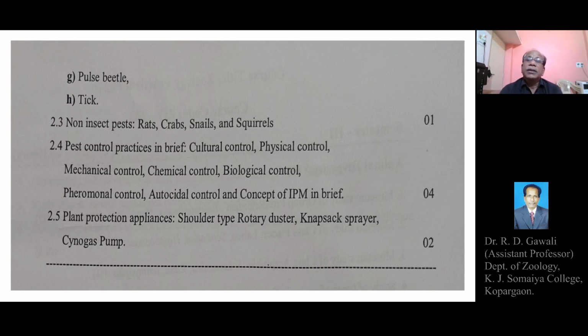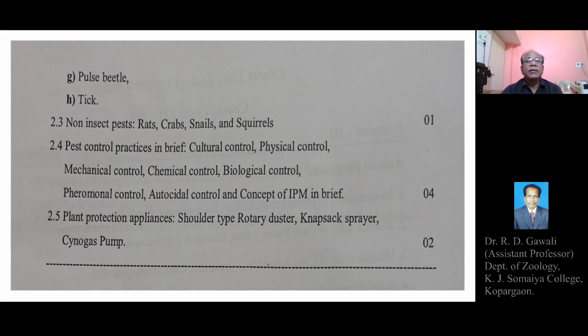Then non-insect pests: rats, crabs, snails, and squirrels. These are the non-insect pests, that is vertebrate and invertebrate pests attacking various crops in the field as well as in the storage. Rats are of more importance than others. Rats are very dangerous pests attacking a variety of crops like sugar cane, then wheat in the field, and they also cause much loss of the stored food grains in the warehouses or in the houses.